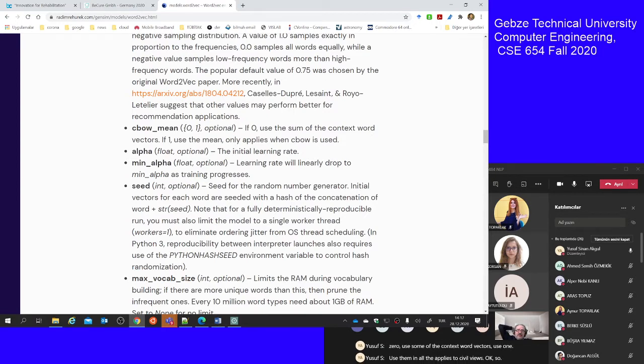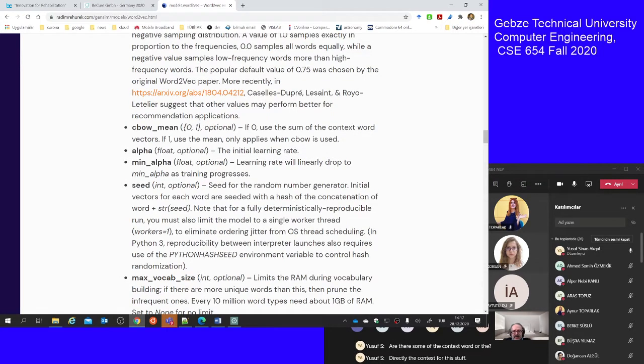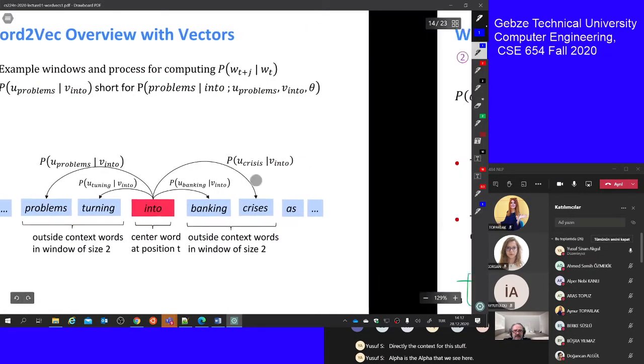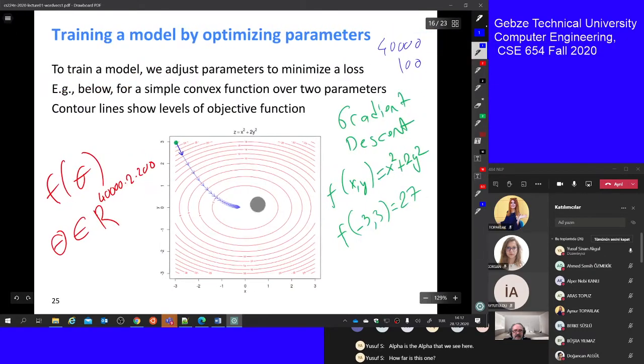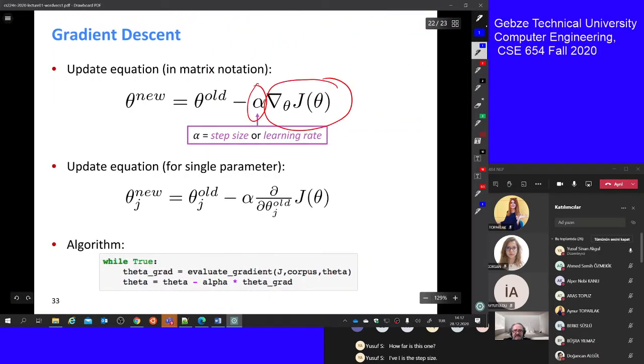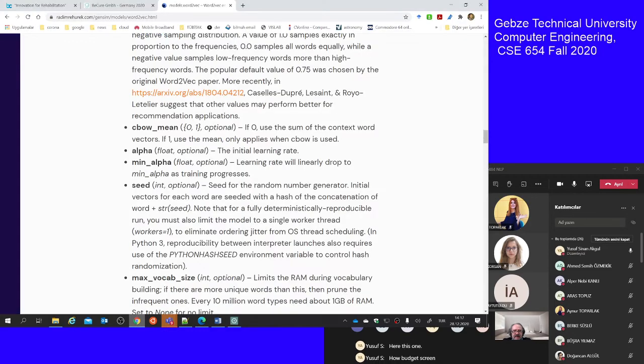Remember we have 2 sets of vectors. At the end, which vector would you like to use? Either the sum of the context words or directly the context word itself. Alpha is the alpha that we see here. Alpha is this one. Alpha is the step size here, how large it's going to be.